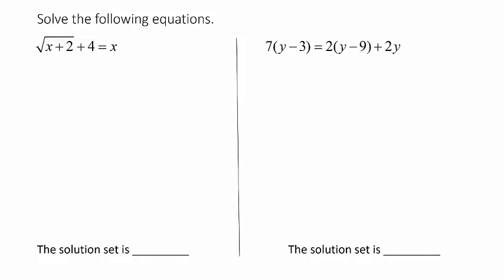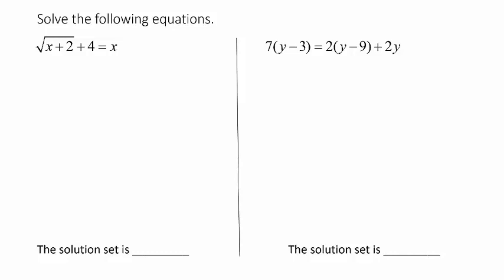So here we're going to get some practice just doing some mixed problems. We're going to do a few slides like this where they're just all mixed up, and we're going to have to figure out what kind of equation we have and what's the best technique to use to solve it. Okay, so there are two on this slide. We're going to solve the following equations. The first one is the square root of x plus 2, plus 4, equal to x.